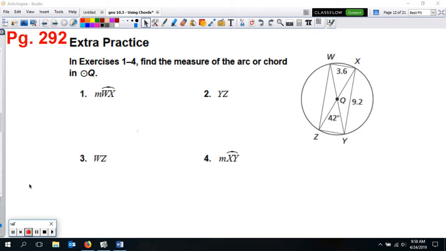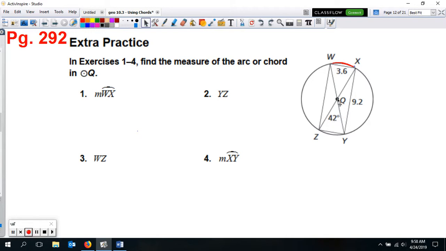Okay, so 1 through 4, it says find the measure of the arc or chord in circle Q. So remember, we name it circle Q because the center point is labeled Q. So the first one, it just says find the measure here of the arc WX. So WX would be right here, this piece right here. We're trying to find that arc.